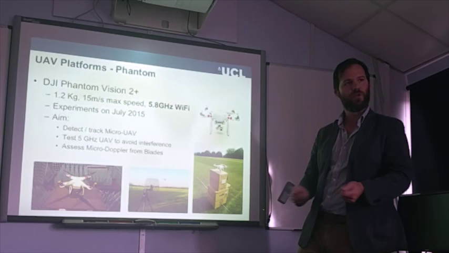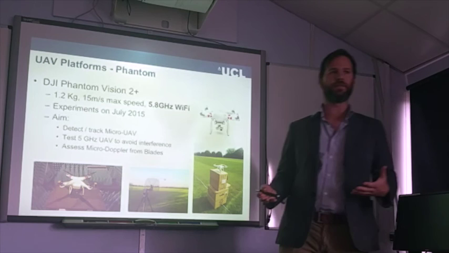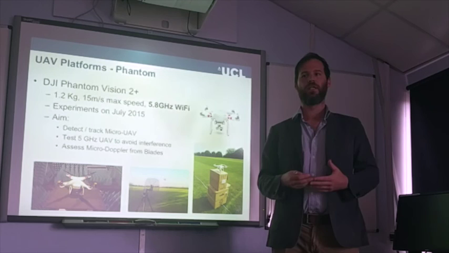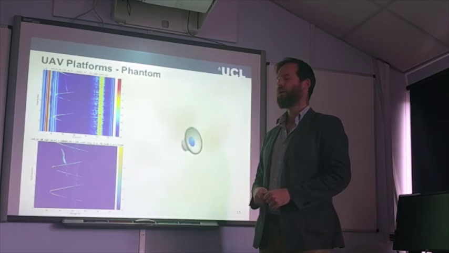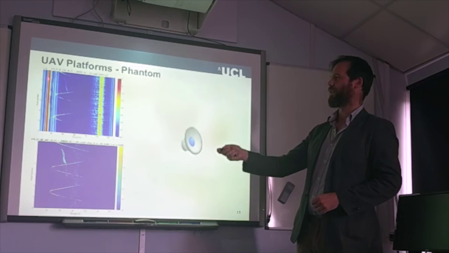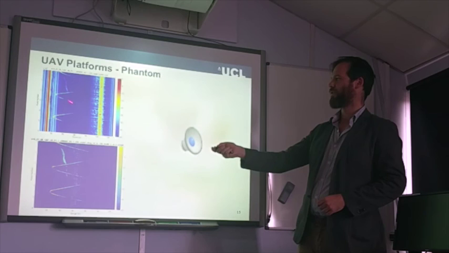So again, we'd like to see if we can detect it, what it looks like at the 5 gigahertz frequency, if there is any 2.4, and how this platform comes across. On the left here, we have a time range plot. This is the internal signal within the radar itself. And this is the drone platform going away, towards, away, towards, away. And this is the tree line at the end of the field.